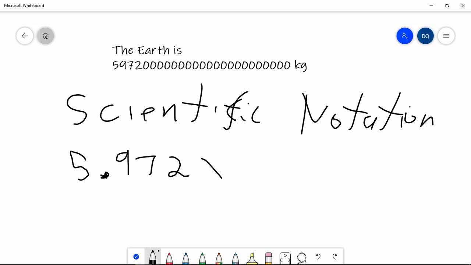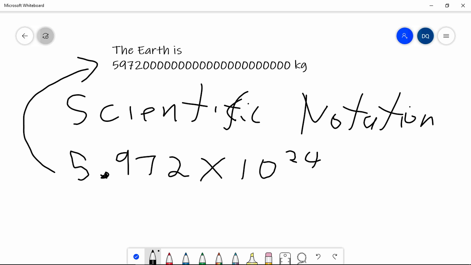And if you were to multiply that by 10, that would turn it into 59.72. If I multiplied it by 100, which is 10 squared, it would turn it into 597. And all I really need to do is multiply it by 10 a whole bunch of times to turn it into the actual number that it's supposed to represent. So I'm going to multiply it by 10 24 times. And when I do that, we call this scientific notation.